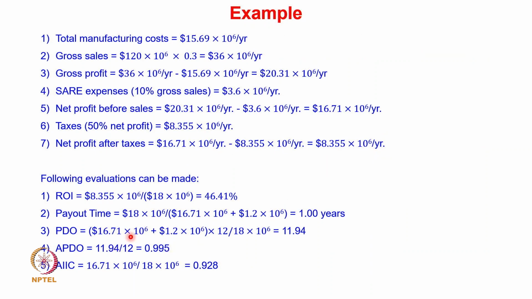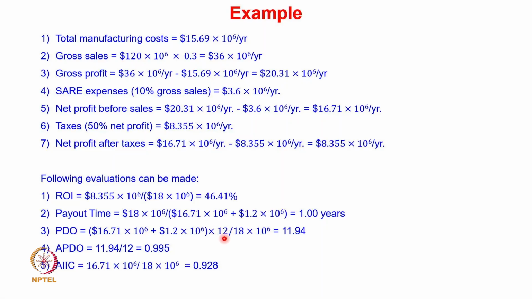So 16.71 plus 1.2 into 10 raised to power 6, multiplied by the total project life, which for this particular project is, let's say, 12 years. So this entire thing is multiplied by 12 and divided by the total capital investment. The total capital investment in this case is 18 into 10 raised to power 6. So we get a PDO of around 11.94.